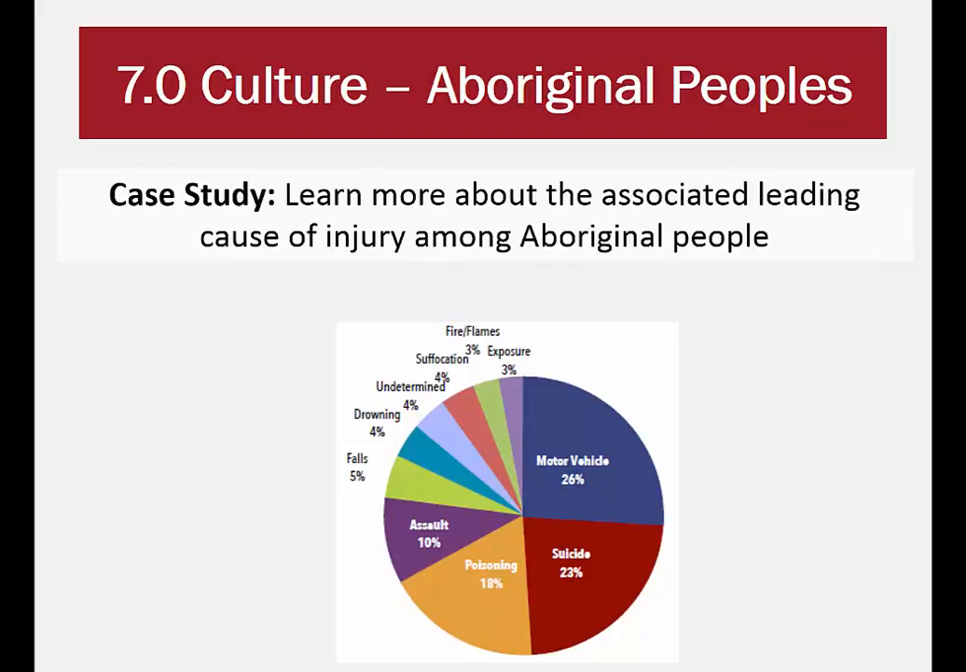Let's learn more about the associated leading cause of injury among Aboriginal people. Motor vehicle collisions. The high rates of motor vehicle crash deaths are most often attributed to the fact that Aboriginal communities are remote and isolated, road conditions are generally poor, and more hazardous machines such as all-terrain vehicles and snowmobiles are frequently used for transportation. In addition, when a collision occurs, emergency services and healthcare facilities are often hard to access.